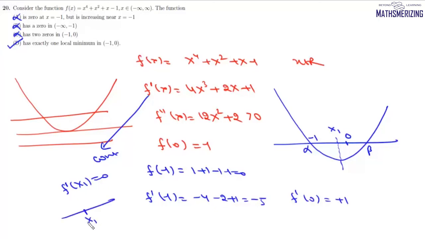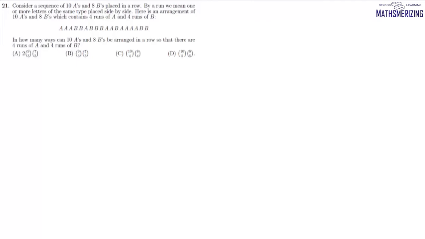Now if we take this point as x1, before x1 this value is negative, and after x1 this value is positive. So the sign of the derivative changes from minus to plus. That means at x1 it is a point of local minima. So the answer to this question is, this equation has exactly one local minimum in (-1, 0), and that's your option D. Now question number 21 is, consider a sequence of 10 A's and 8 B's placed in a row.